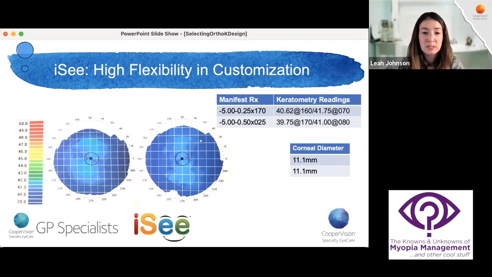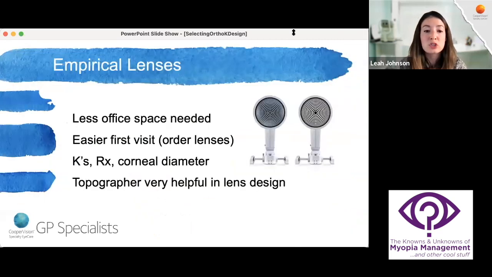So normally we would say, let's just aim for partial correction if it was CRT, but with GP Specialists and the IC lens now, we have a high flexibility to manufacture an ortho-k lens to match your patient's needs. And so with GP Specialist lenses, we do have some trial set lenses. They are more diagnostic lenses though, and they're not fully dispensing lenses, but we have empirical lenses.